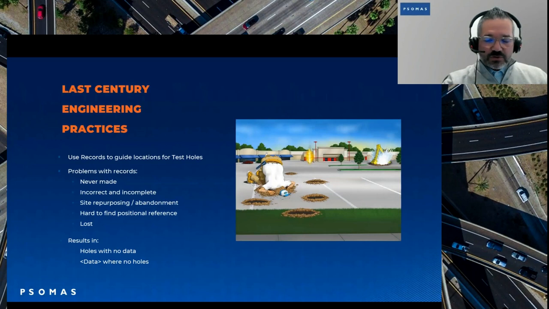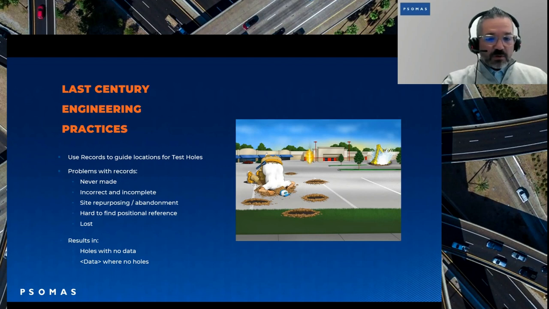The use of records to guide locations for test holes. Test holes were basically the big thing. If we're going to find a utility, man, we're going to punch the ground, we're going to go down, and we're going to look for it. Well, the problem with that is that sometimes records were never made. The records were incomplete and incorrect.